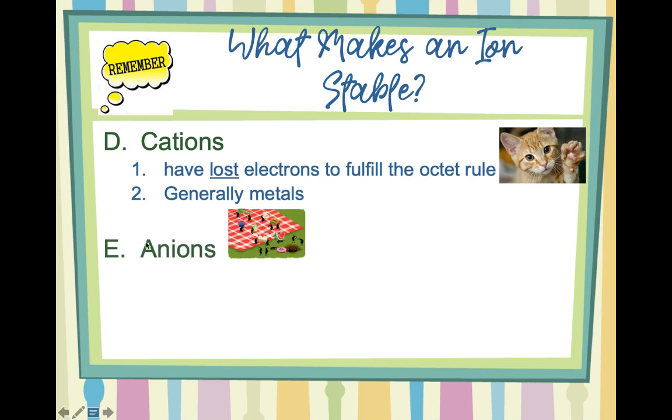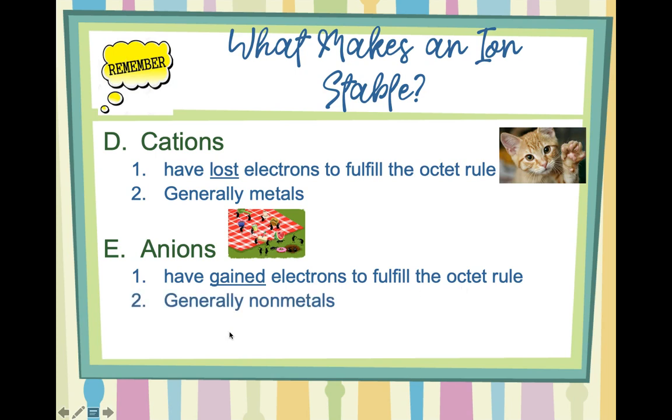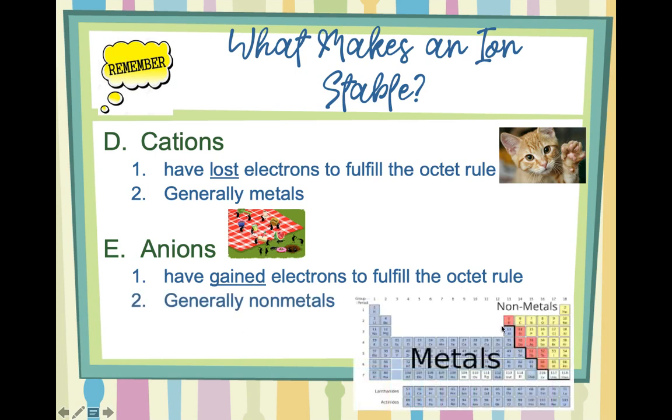An anion, ants are negative at your party. So an anion is a negative ion because it has gained electrons to fulfill that octet rule. And generally, these are the nonmetals. And just a reminder one more time if you need it, you've got that dividing line between aluminum and silicon that looks like stairs. Everything on the right side of the periodic table are nonmetals. Everything on the left side are metals.